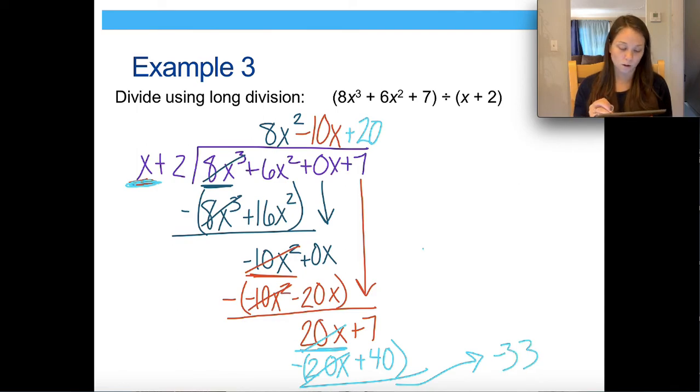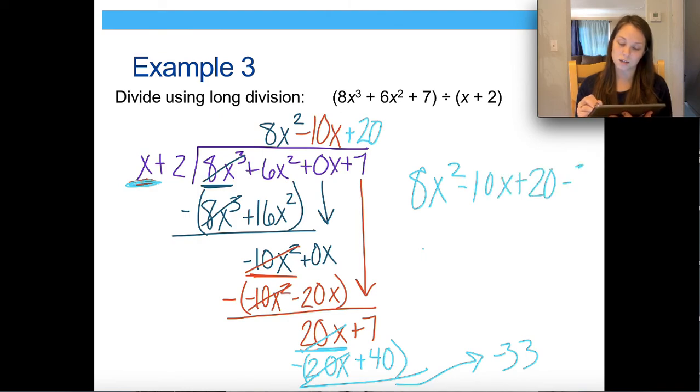So our final answer is 8x squared minus 10x plus 20 minus 33 over the divisor of x plus 2.